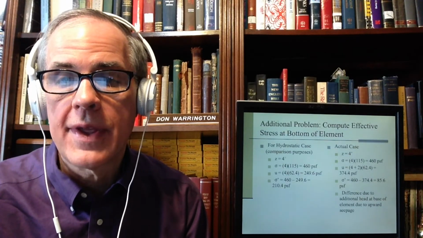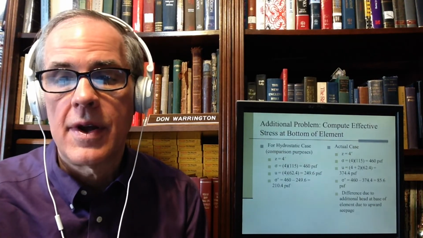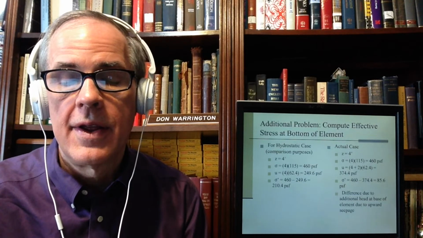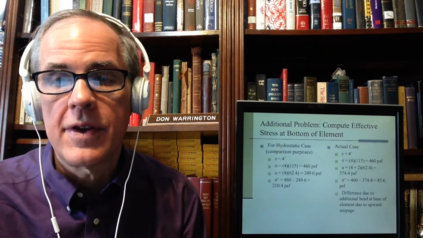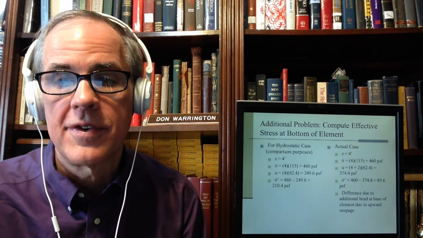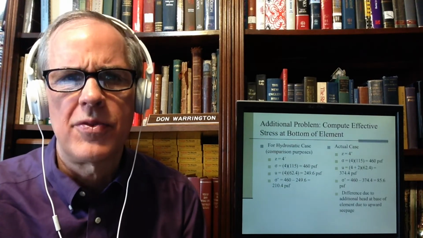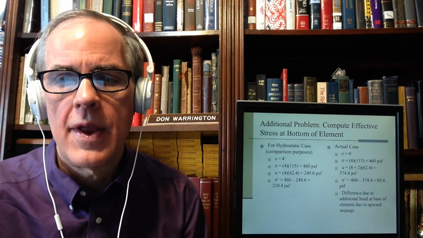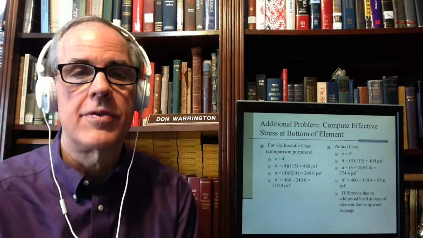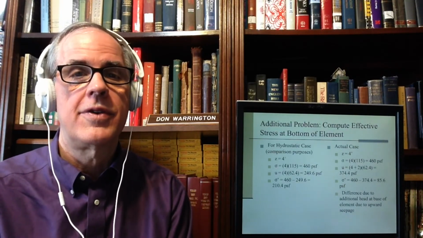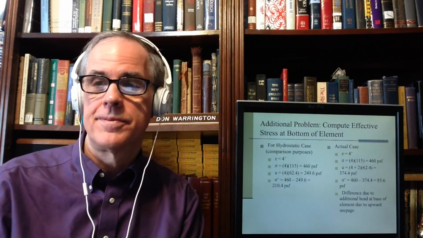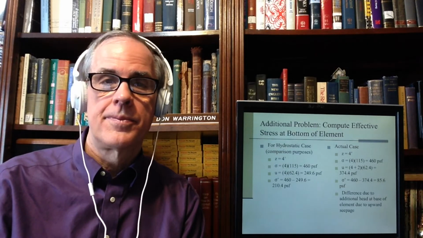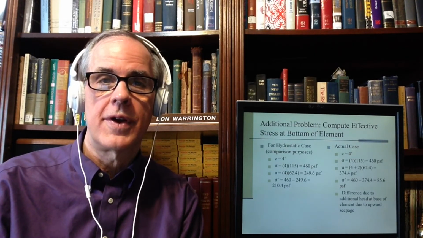The actual case is shown on the other side. Z is equal to 4 feet. The sigma, the total stress, is the same. The U is what is different. And then I would get a much lower effective stress. When that effective stress hits 0, you've got problems. But you see that it does reduce the effective stress.